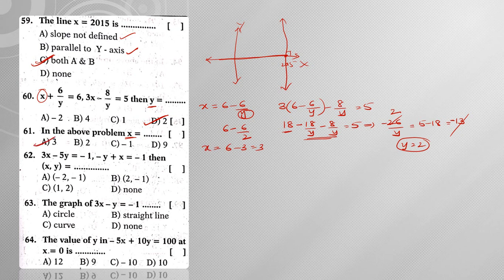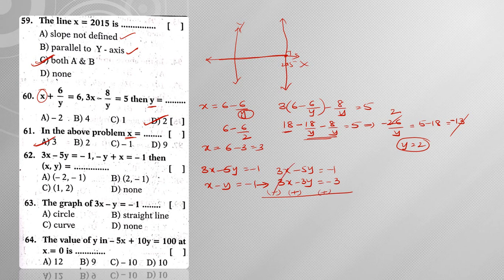Right, next: 3x minus 5y is equal to minus 1, and minus y plus x is equal to minus 1. Then what are the values of x and y? First of all, 3x minus 5y is equal to minus 1, and here x minus y is equal to minus 1. Since I need the values of both x and y, I am going to multiply this equation with 3. Then this becomes 3x minus 3y is equal to minus 3, and the first equation will be written as it is. Now doing subtraction, the sign changes.